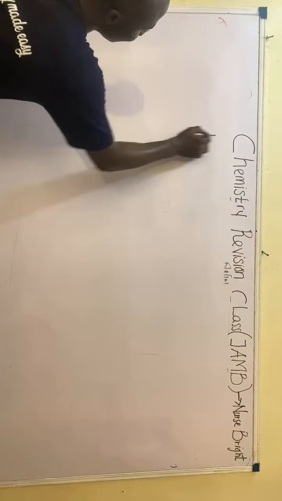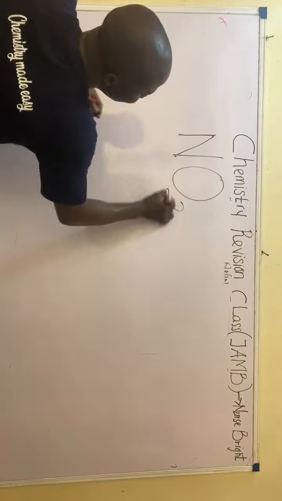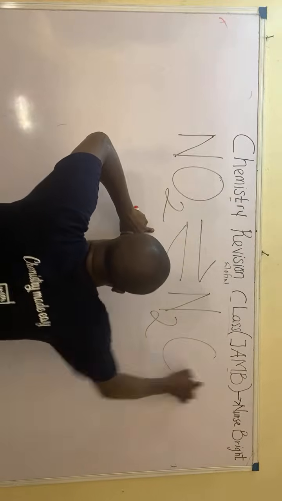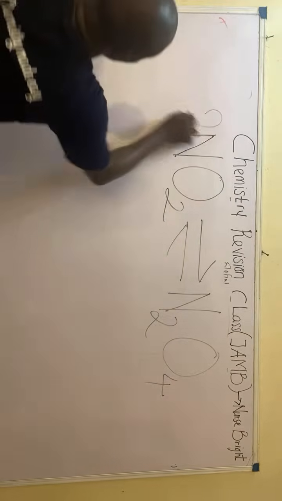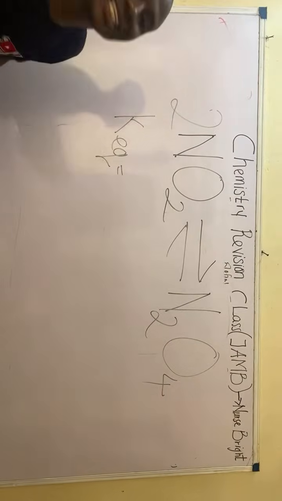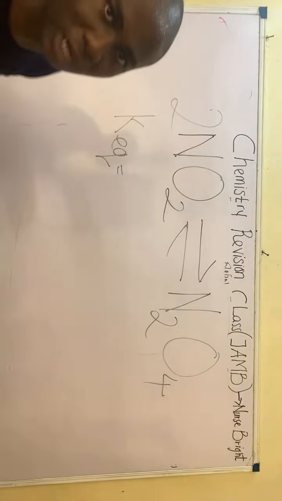Let's say we have a reaction like NO2 giving N2O4. This is a JAMB question. Is this reaction balanced? No. If I put 2 here, will it be balanced? Yes. So they will now ask you, what is the Kc for this reaction? Write out the equilibrium constant expression for this reaction.